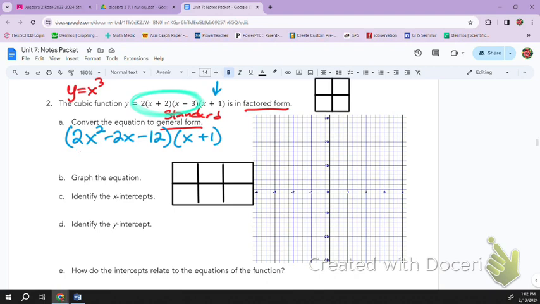We're going to do x plus 1 on the left, and 2x squared minus 2x minus 12 on the top. X cubed is going to go on the top left. Negative 2x squared. Good. Then what? Negative 12x.